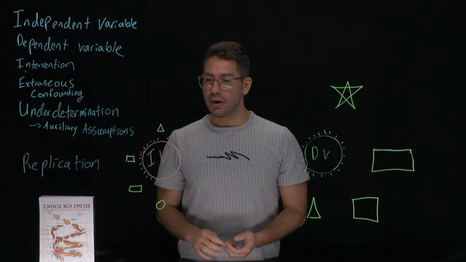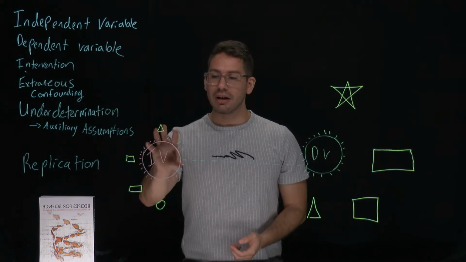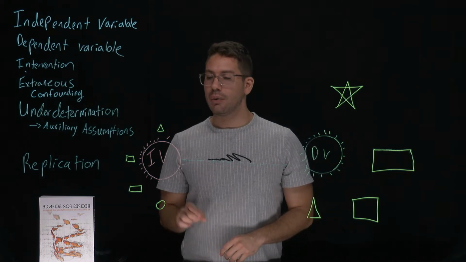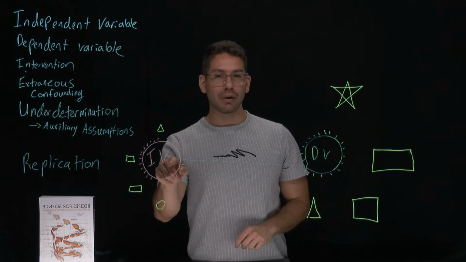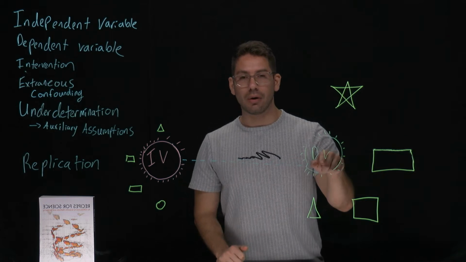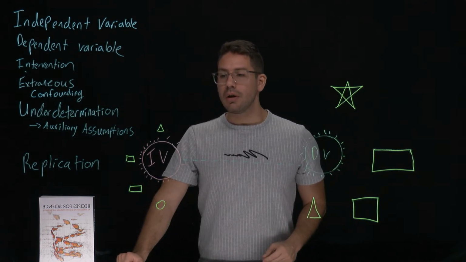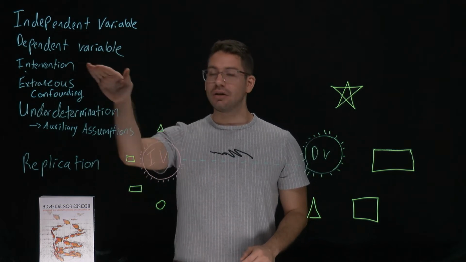Imagine that I want to know whether shaking the pink ball affects the green ball. If so, then we call the pink one the independent variable and the green one the dependent variable, because it depends on what I do with the independent variable. When I wiggle it, that's called an intervention.